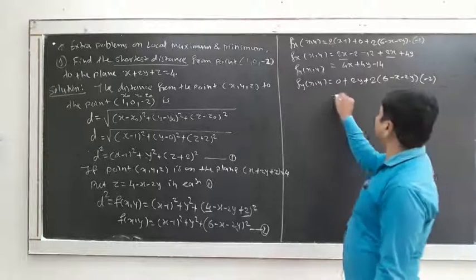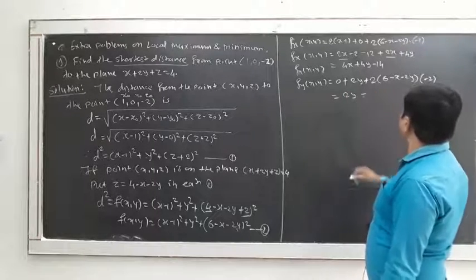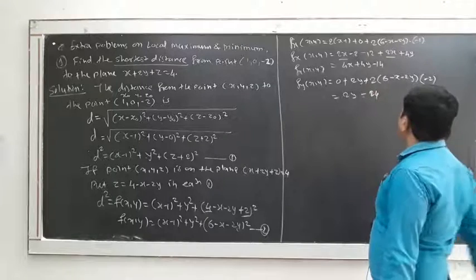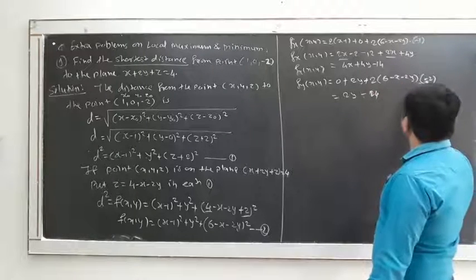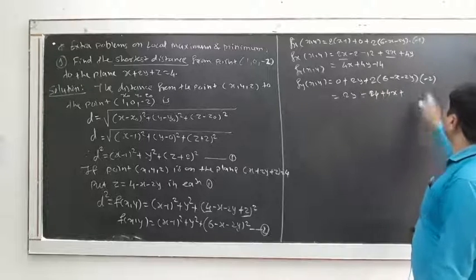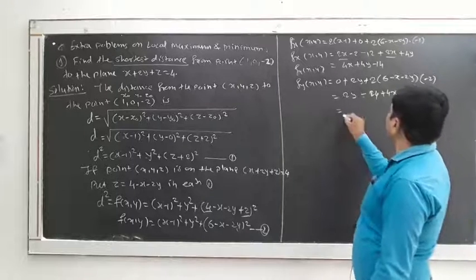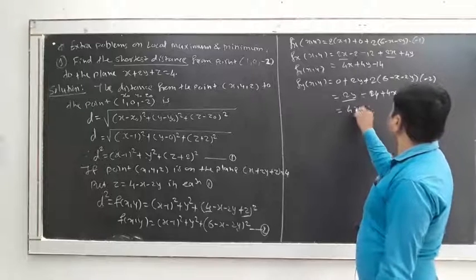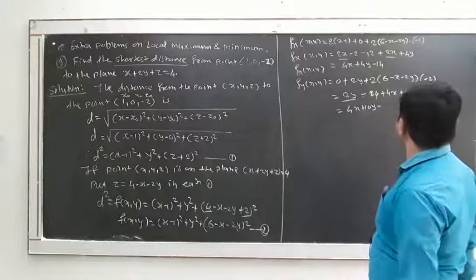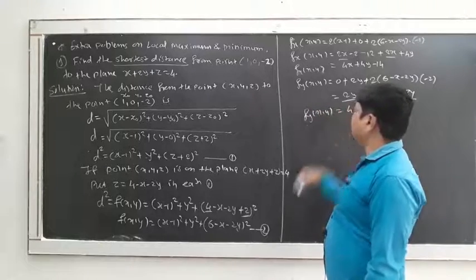Just try to solve this. What are you getting? 2y plus... here minus 12. 6 2s are 12, 12 2s are 24. Here 2 minus 2x plus 4x plus... 2 2s are 4, 4 2s are 8y. And what should your answer be? It is 4x minus 10y plus 10y and minus 24. This is our fy at (x, y).